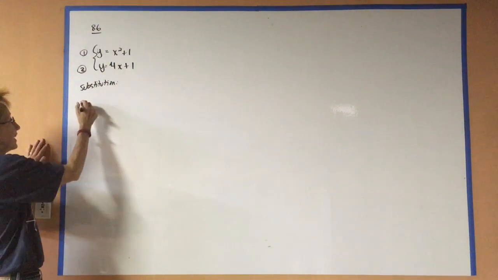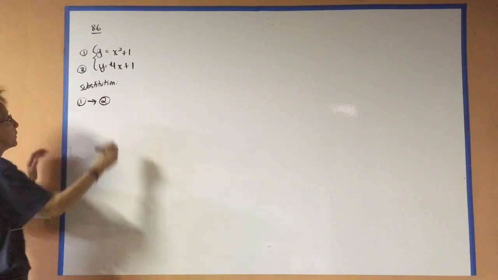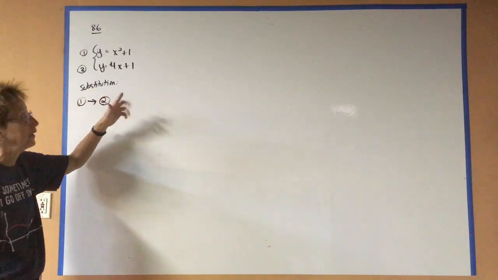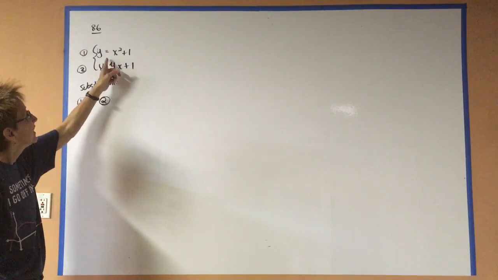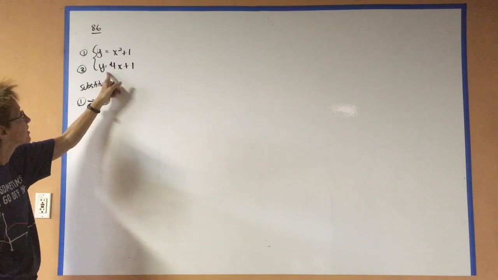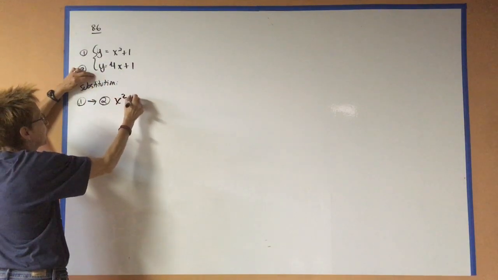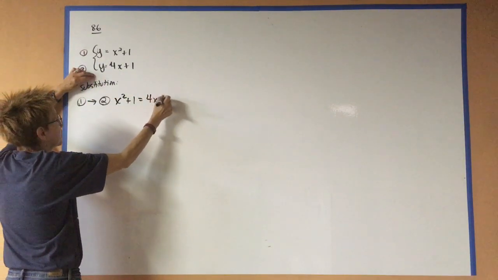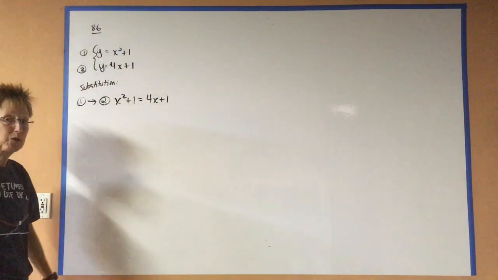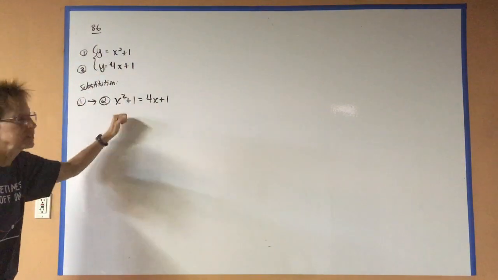So I'm just going to take equation 1 and put it into equation 2, I guess. It doesn't really matter either way. In other words, this says y equals x squared plus 1. So down here in equation 2, it says y, and instead of y, I'm going to write x squared plus 1 equals 4x plus 1. Or in other words, I'm taking those two and equating them because they're both y. And if they're both equal to y, then they're equal to each other.